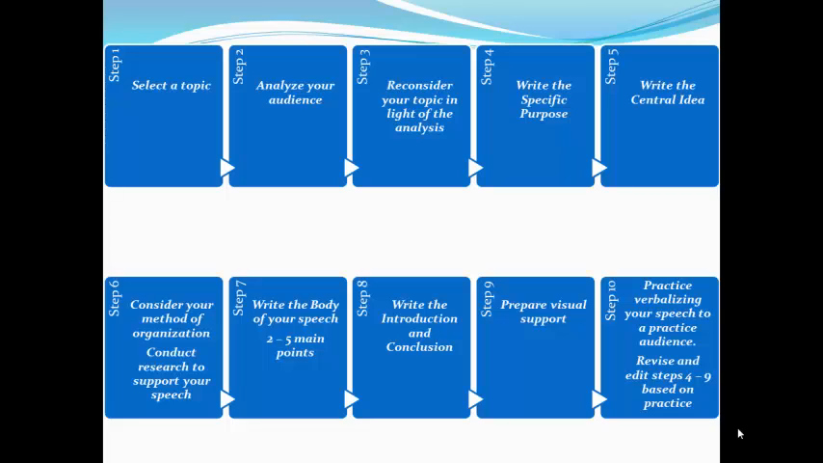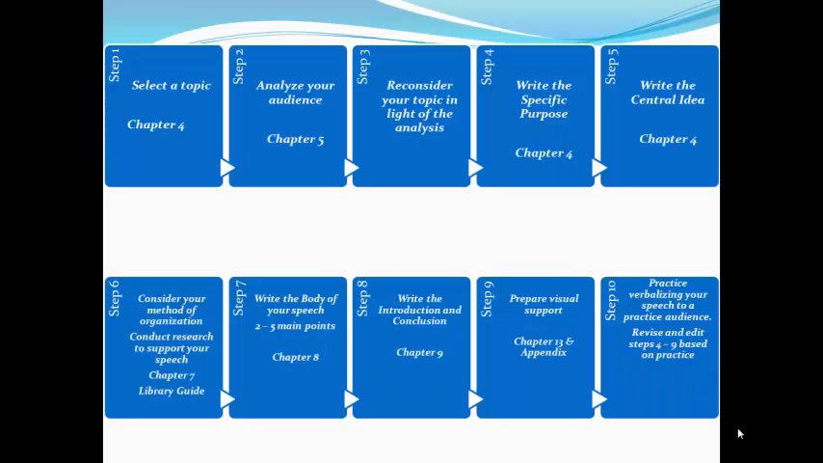So those are the 10 steps in the process. Just to bring it to how it fits into the Art of Public Speaking by Lucas, you could see here which chapters line up with which steps. So step 1, selecting a topic, is covered in chapter 4. Steps 2 and 3 are covered in chapter 5. Step 4 and 5 are also covered in chapter 4. Step 6 is covered in chapter 7.